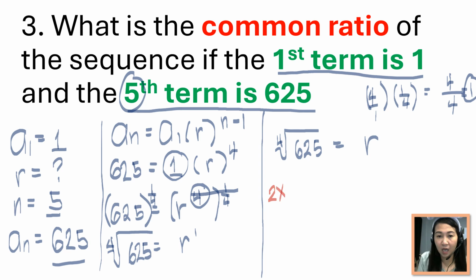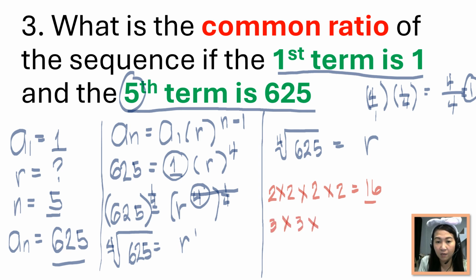So 2 times 2, that is 4. 4 times 2, that is 8. 8 times 2, that is 16. So it's not 2. Masyadong malayo. 16 and 625 ang pinag-uusapan po natin. Let's try to have 3. So 3 times 3, that is 9 times 3, 27 times 3, that is 81. Okay, masyado pa ring malayo.